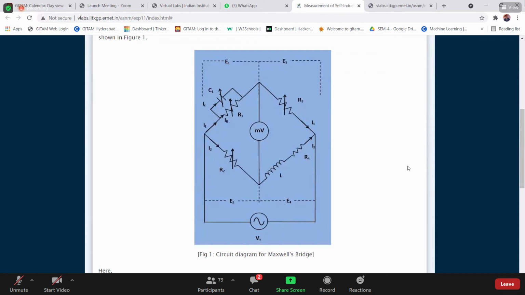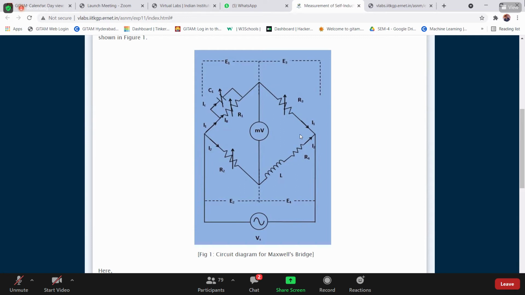Where is R2? Yes, that is the second arm. Where is R1? Yes, first arm. Where is R3? Yeah, third arm. Where is R4? Yes. Where is our inductor? In which arm do we have the unknown inductance? Unknown inductance, 4. Very good. Which meter are we using?